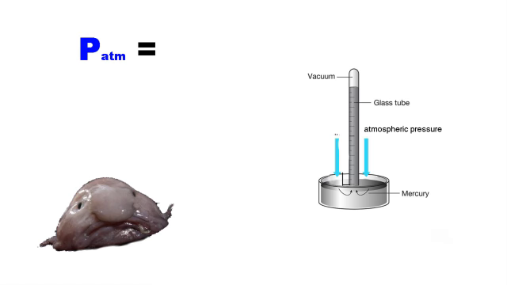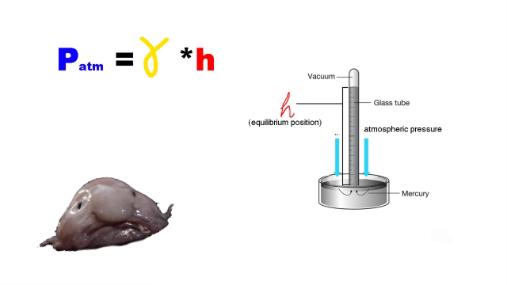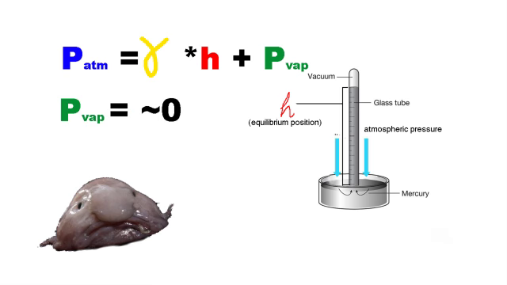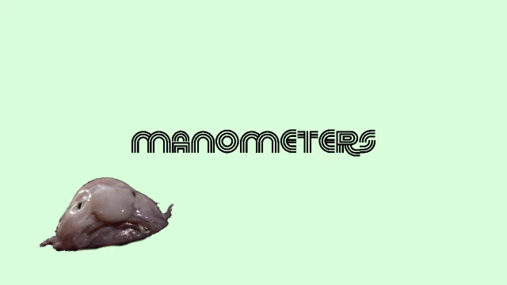The atmospheric pressure is then measured from the barometer by multiplying the specific weight of the mercury by the height of the displacement in the tube, and then adding the vapor pressure. The vapor pressure is usually negligible, so the atmospheric pressure often ends up being calculated by the specific weight and the displaced height. Similar to the barometer, the manometer also usually uses mercury.